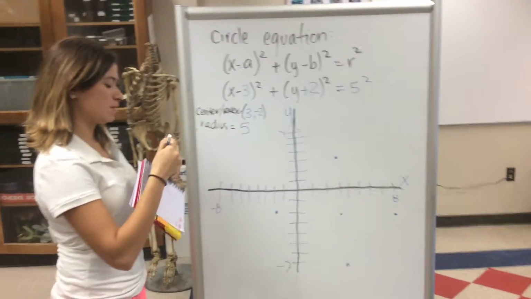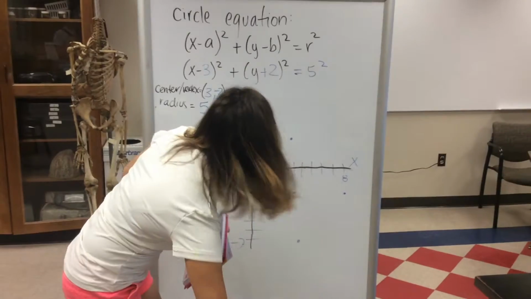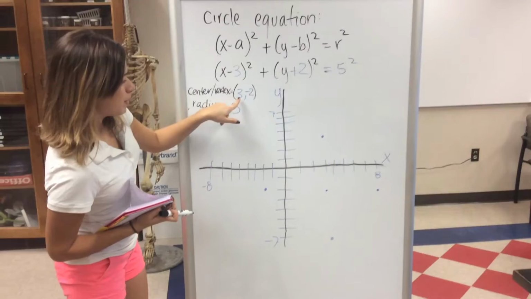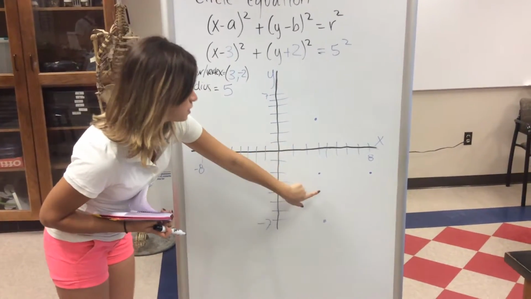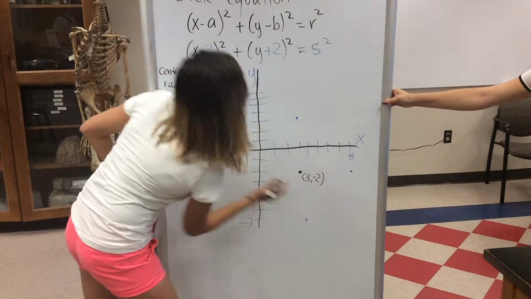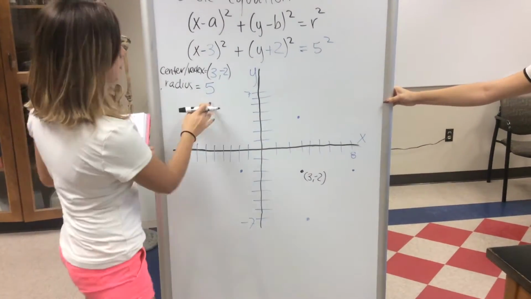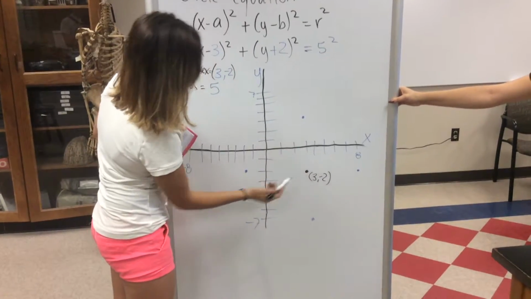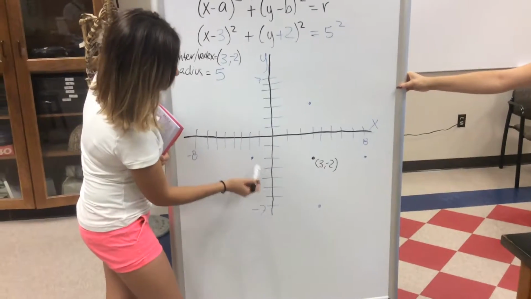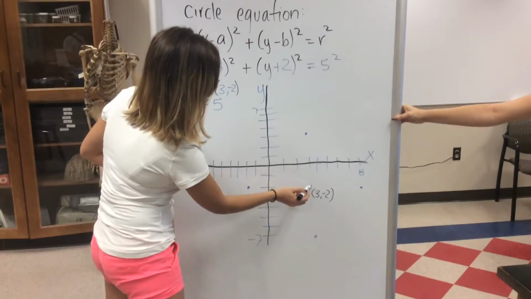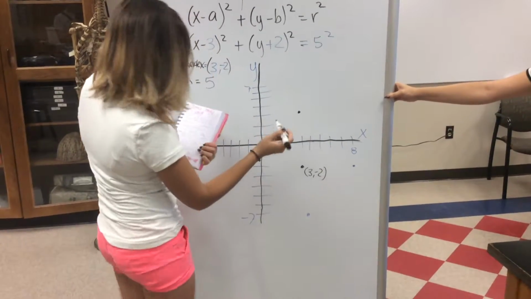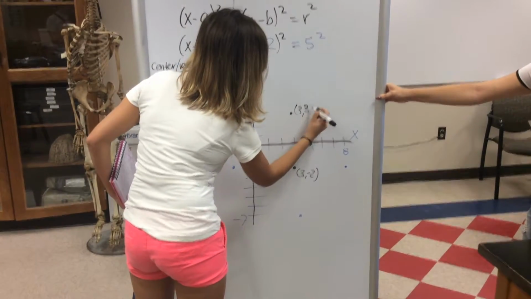Now we're going to try to plot some points. So remember that your center and your vertex mean the same thing. So I would plot my vertex at 3, negative 2, which would be here. And now, since my radius is 5, I would just go up 5 units, to the right side 5 units, to the left side 5 units, and down 5 units. So if I go up 5, I would go 1, 2, 3, 4, 5. And my point would be at 3, 3.